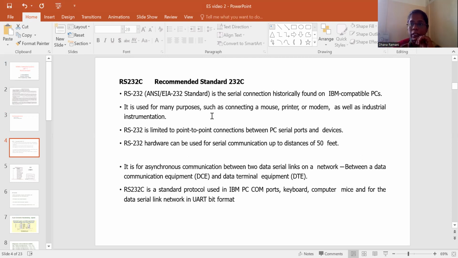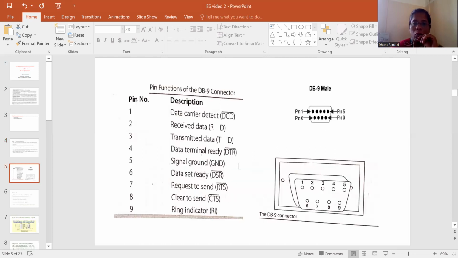We'll discuss these things in detail in the forthcoming slides. RS232 is a limited point-to-point connection between a PC and a device. In hardware, RS232 can be used for serial communication up to distances of 50 feet. It is asynchronous communication between two serial links on a network between a DTE and a DCE. DTE is data terminal equipment and DCE is data communication equipment. You can see the DB connector here, the RS232 connector. It is a DB 9-pin connector, and we have a DB 25-pin connector also.